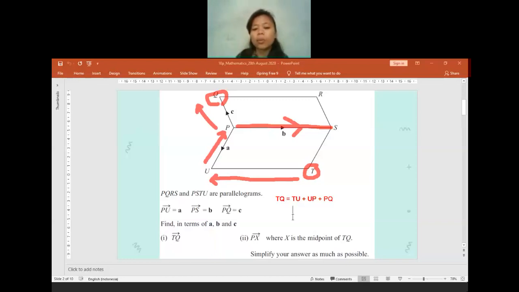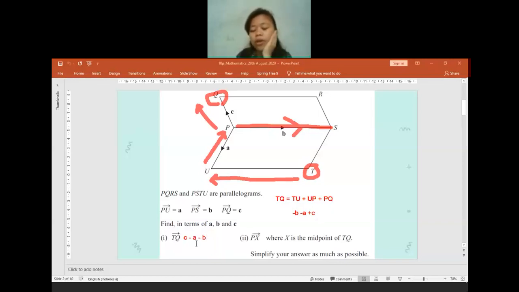Now what about the vector UP? Oops, sorry. What is the vector UP? Yeah, it will be negative A. What about vector PQ? Yeah, it will be C. Is there anyone who is confused so far? The C is in the same direction, so it will be plus C. Usually, you have to write it starting from the positive first, so you can write it as C minus A minus B. But if you write it as minus B minus A plus C, it's also okay.